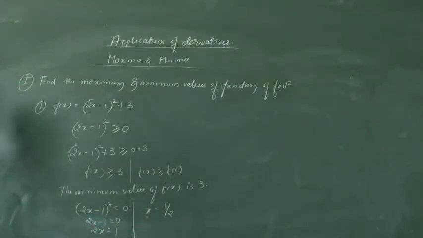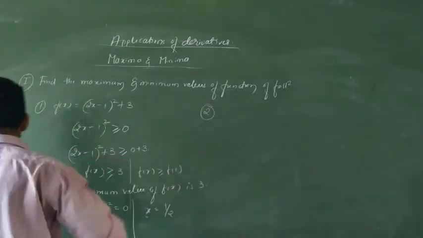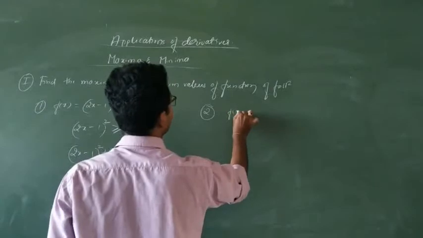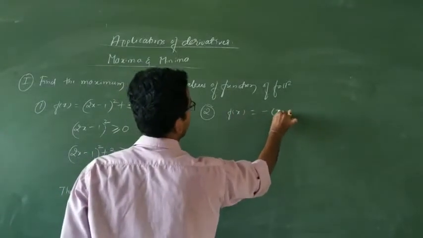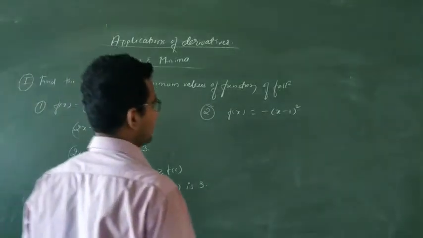The point of minimum is 1/2. The next example, f of x is equal to minus 1 of (x minus 1) whole square plus 10.